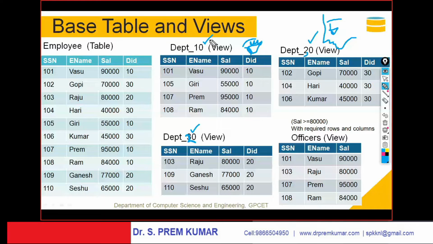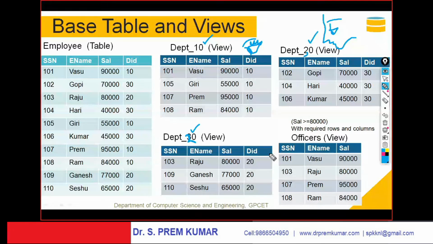The manager of department 30, if he sees, is able to see only department 30 employees. If the manager of department 20 sees, he is able to see only department 20 employees. He is unable to see the rest of the employees. So the required data is only visible, and the rest of the data is kept hidden. So this is a view.